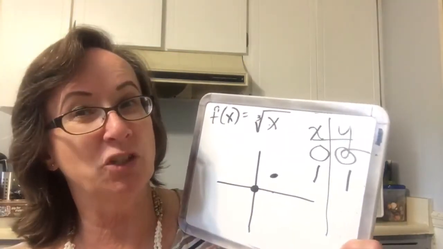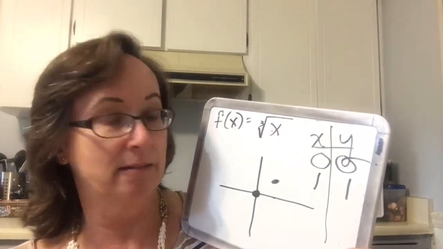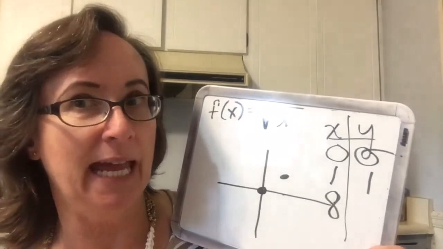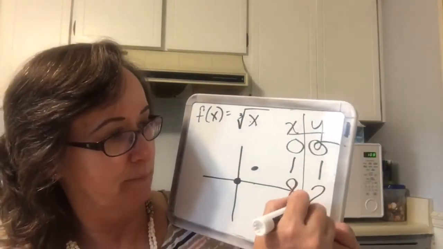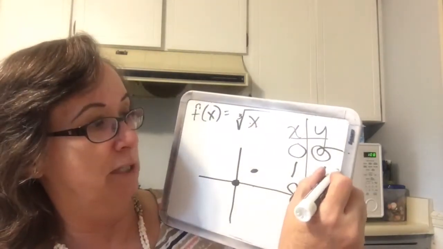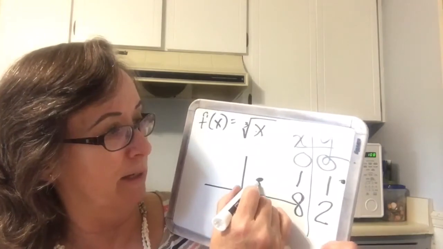If I plug in a 2, it's not going to be a pretty number. But if I plug in an 8, let's jump all the way to 8. The cubic root of 8 is 2. So I have to go all the way out here. And we'll just say it's right there. Okay, so we've got this function going on here.